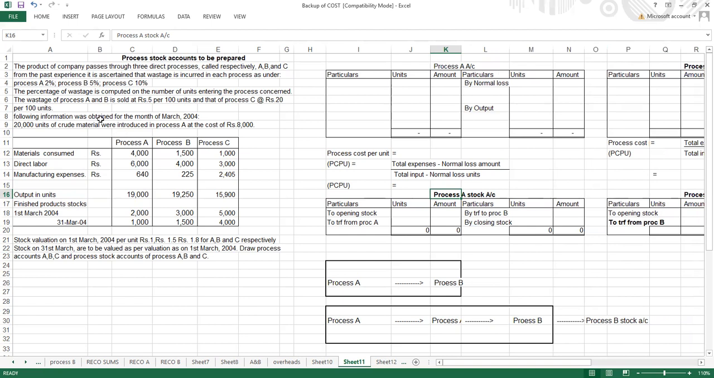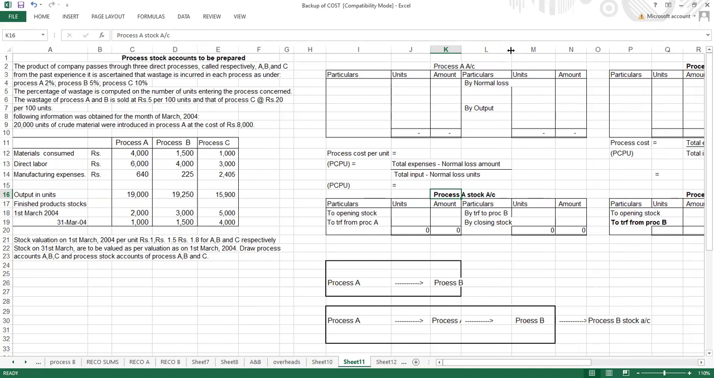Next, the percentage of wastage is computed on the number of units entering the process concerned. That is input. Units entering the process, it means that's input. So normally we calculate normal loss on input units only. So same thing is given.